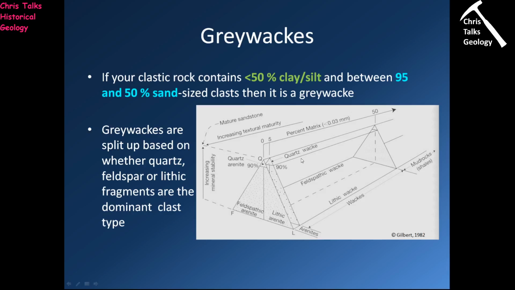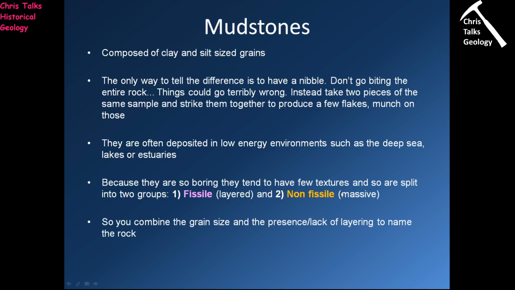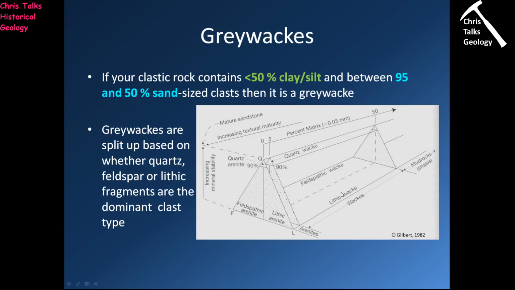You can have what's referred to as a quartz wacke, a feldspathic wacke, and a lithic wacke. And it's simply a case of, is your wacke dominated by quartz? It's a quartz wacke. Dominated by feldspar, feldspathic wacke. Dominated by pieces of rock, lithic wacke. That's it. So I should say most Graywackes are associated with marine environments.